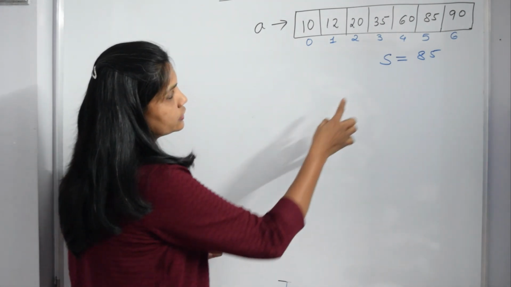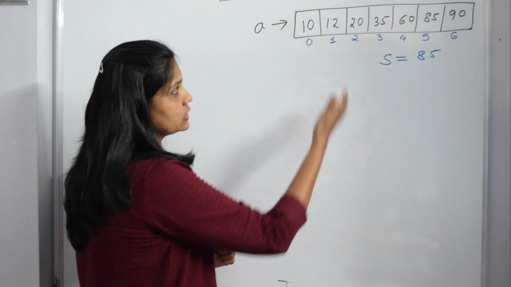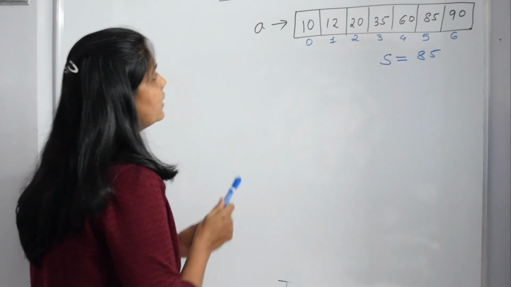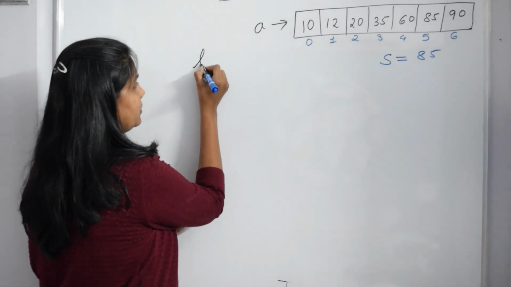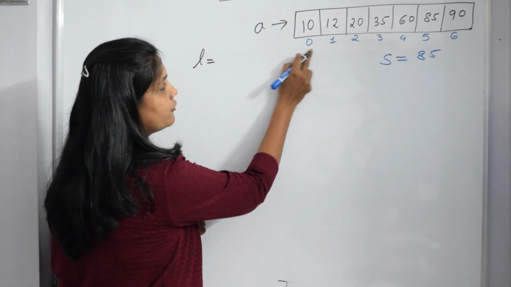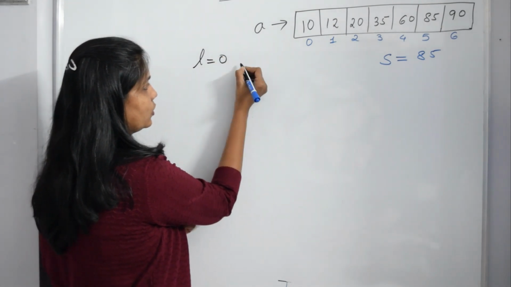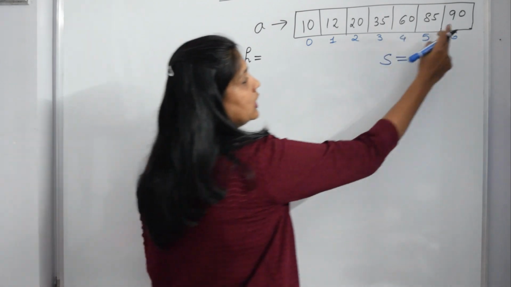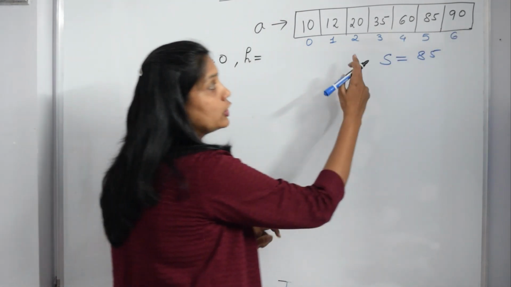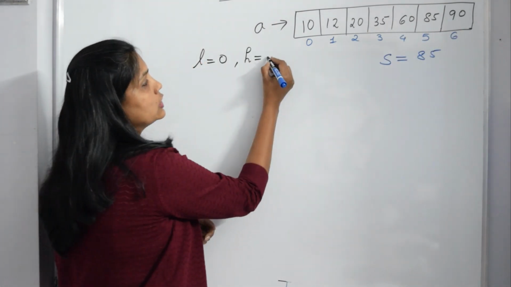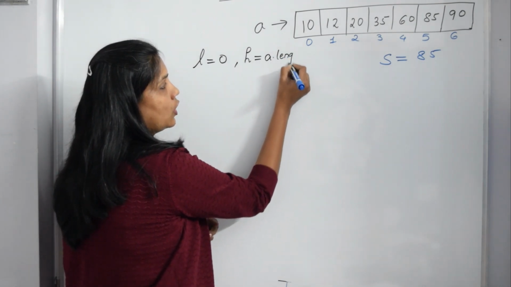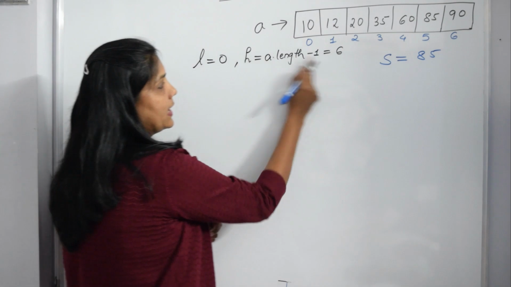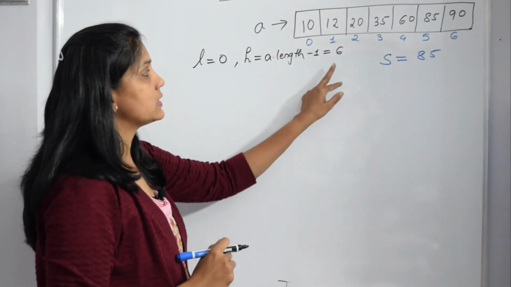Now we have to search for this element. As binary search says, you have to divide the array into 2. How do you divide the array into 2? You will take a variable L initialized to the first element's index, that is 0. I'll have H, which is initialized to the last element's index. Now we don't know how many elements are there, so we can say a.length, which gives me 7, minus 1. So my H in this case becomes 6.